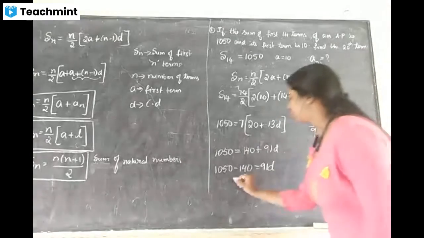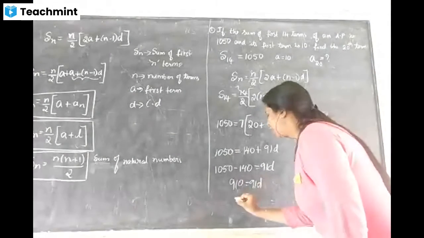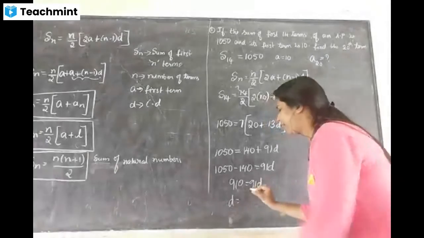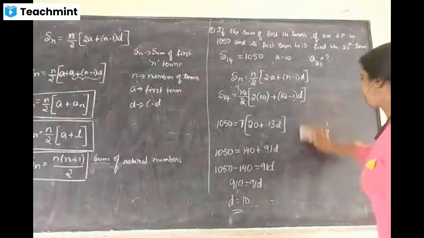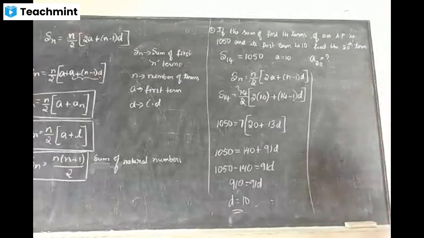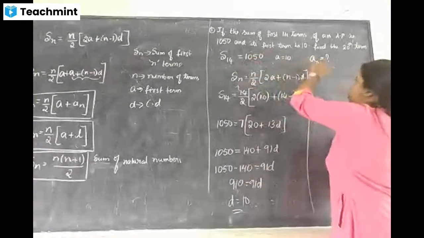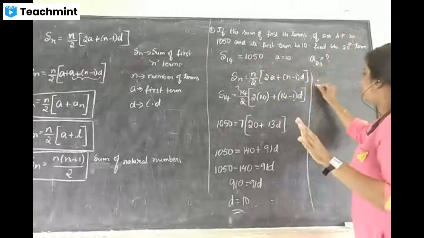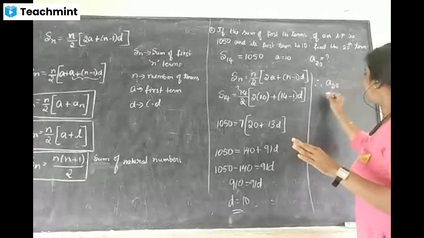So 910 is equal to 91d. Therefore d becomes 910 divided by 91, that is 10. See, we got the d value as 10. We have the a value and the d value. So now, therefore, a20 is equal to, what is the an formula?